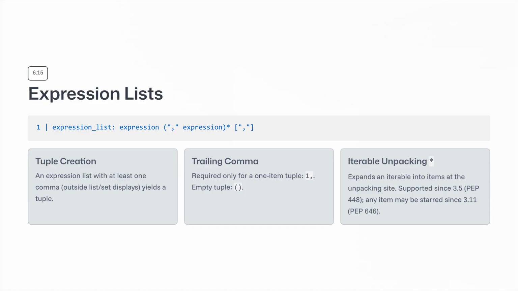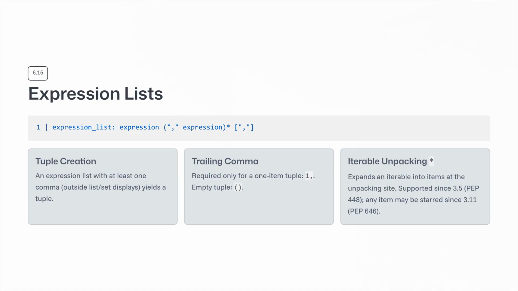Section 6.15. Expression lists. Line 1 shows the grammar: one or more expressions separated by commas, with an optional trailing comma. Three boxes. Tuple creation. An expression list with at least one comma, outside a list or set display, yields a tuple. A trailing comma is required only for a one-item tuple, 42 comma. The empty tuple is just empty parens.